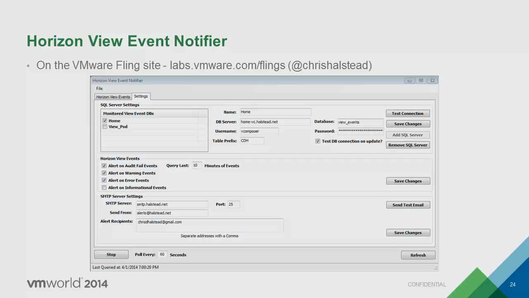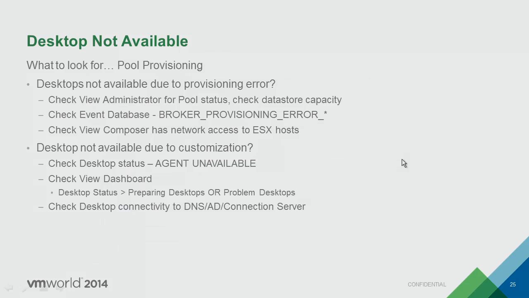We have a lot of great tools on our Fling sites. If you're not familiar with them, it's labs.vmware.com/flings. Highly encourage you to go check that. We have lots of great tools out there, and this is one of them, because you can actually put in different events that you want to be notified about and configure the email component, and it'll send you a little note, let you know, hey, this happened. Maybe you want to know when Virtual Center goes down if you've been having trouble with that aspect. So good tool to use as a part of your tool chest.